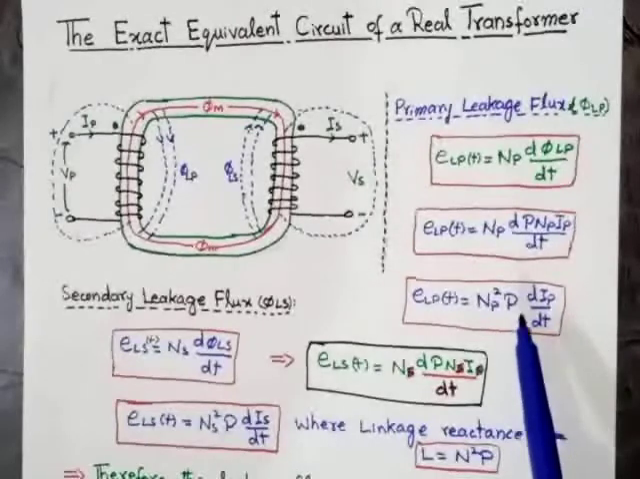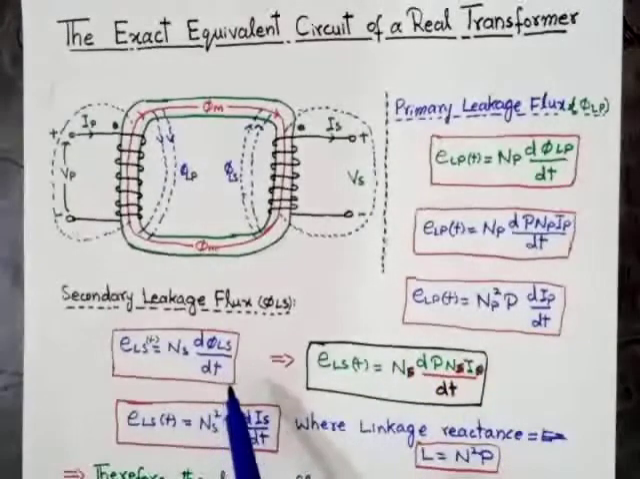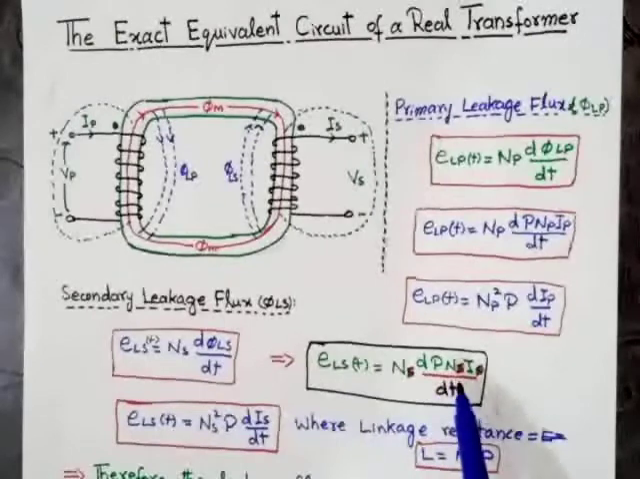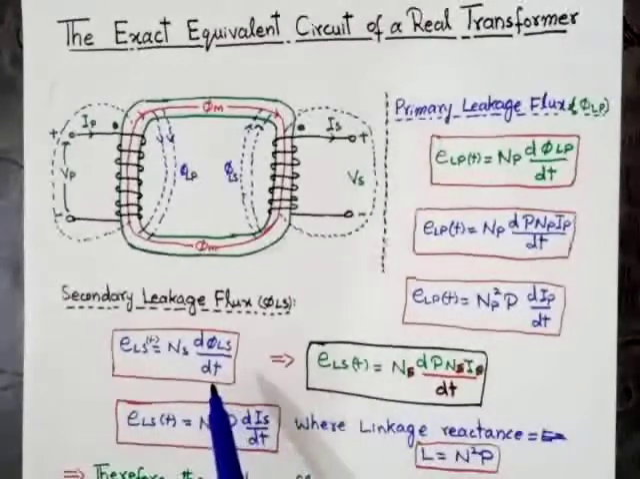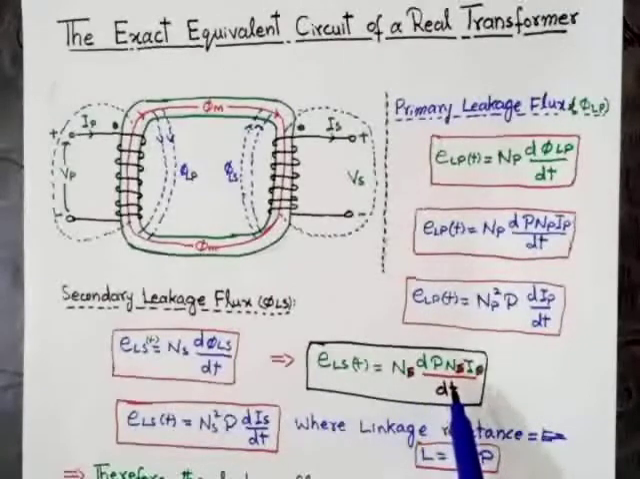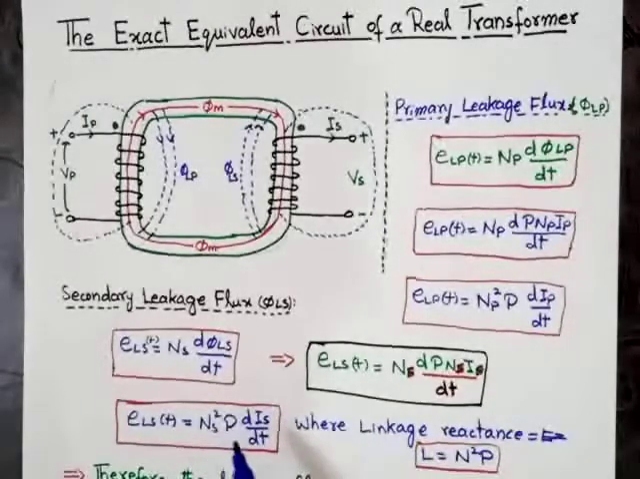Similarly, in the secondary winding, we put the value of leakage flux in the secondary winding, equal to P NS into IS, in this equation. We get E is equal to NS into d of (P NS IS) over dt. Similarly, NS into NS after multiplication, NS square P into dIS over dt. So this is the induced voltage due to leakage flux in the secondary winding.